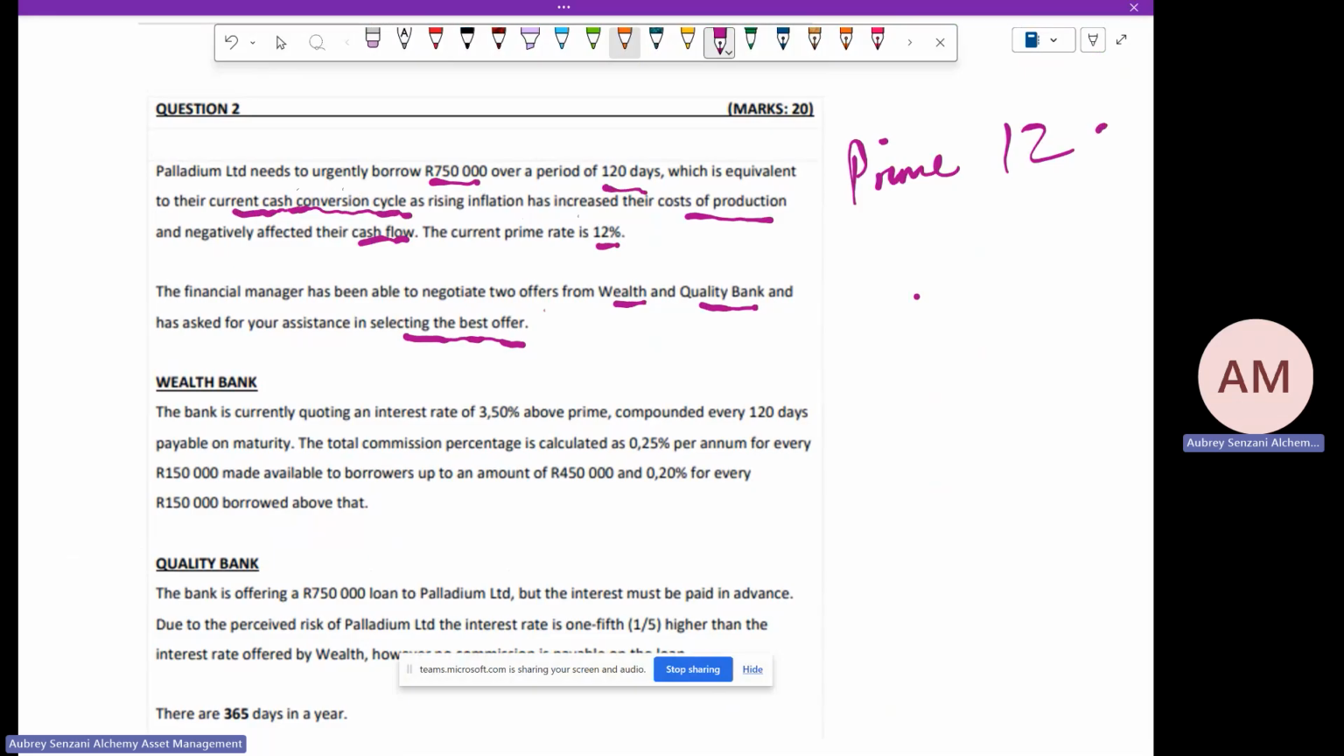Okay, right. So here they then say, the bank is currently quoting an interest rate of 3.5% above prime. Okay, so that then is obviously 15.5%, compounded every 120 days. Okay, so your N is 365 divided by 120 days. Okay, right. Then payable on maturity. Okay.